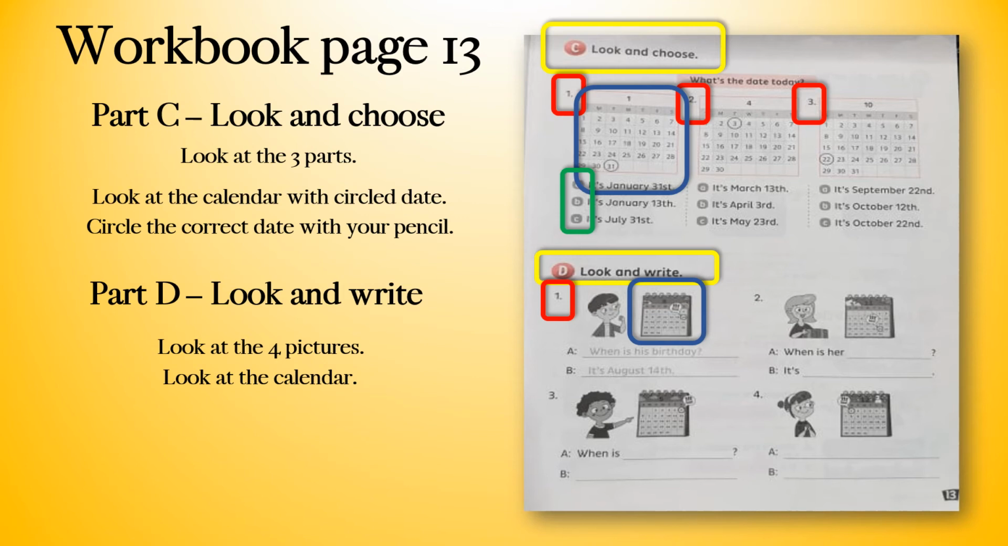Look at the calendar. The calendar has a number at the top, the same as part C. This number is the month. So you must remember what month is what number. So January 1, February 2, March 3, okay? And then look at the circled number.